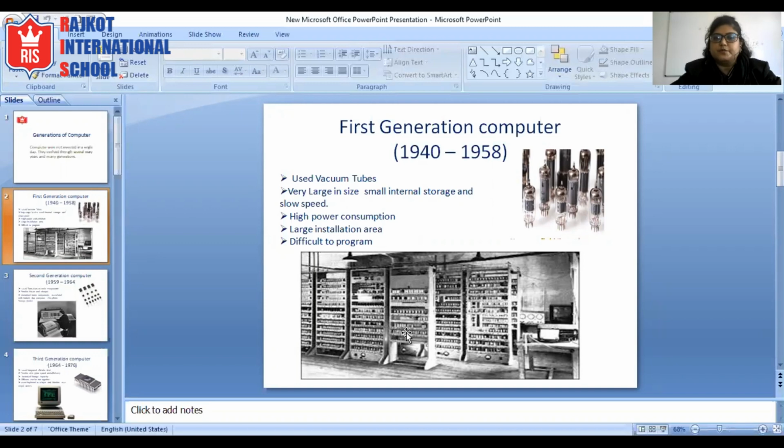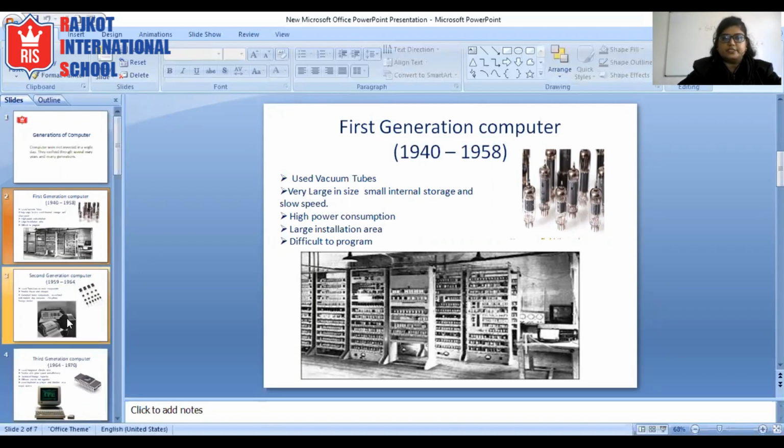In first generation computer, the power consumption was very high and it required a large installation area. In the picture you can see it took the entire room to keep this computer, and it was difficult to program. It is not easy for a common man to understand this program because this computer required trillions of instructions.